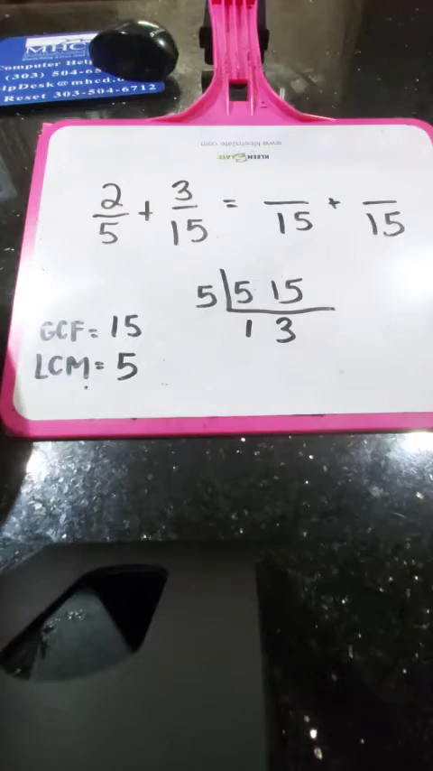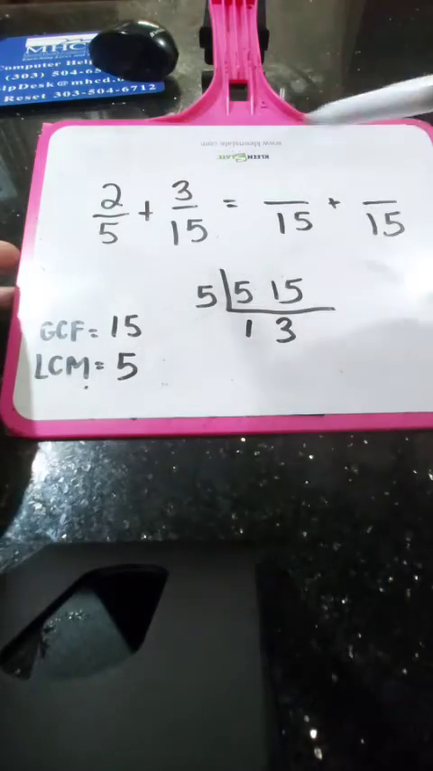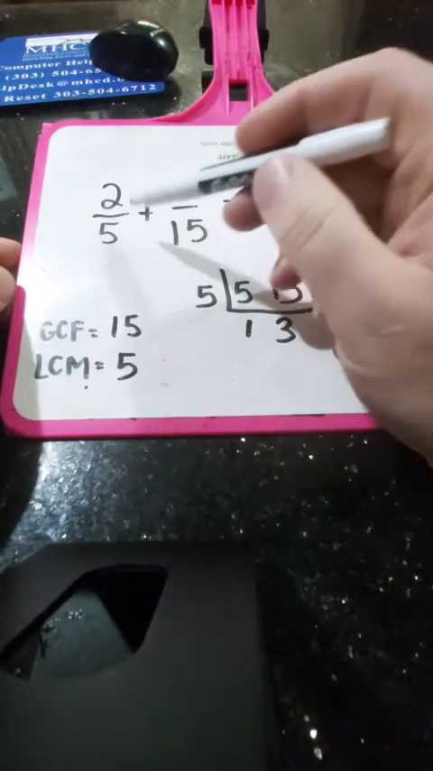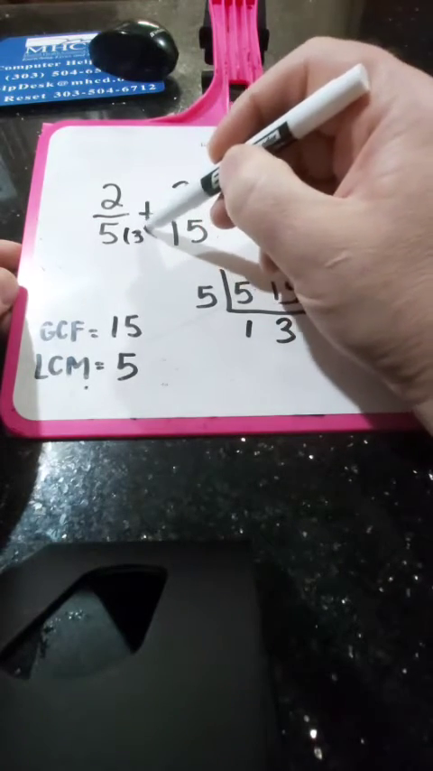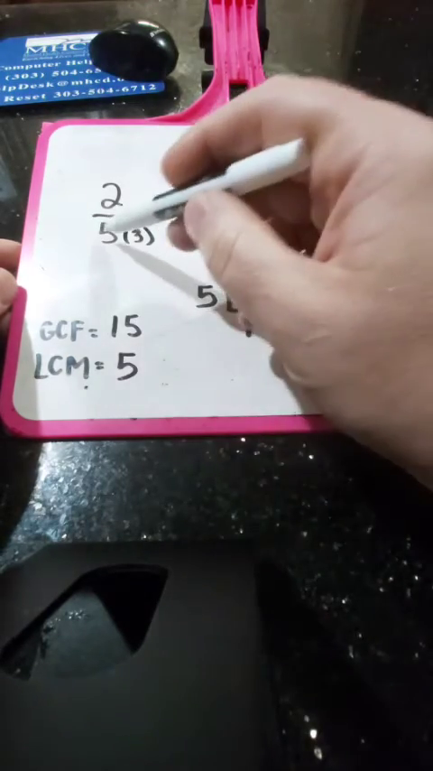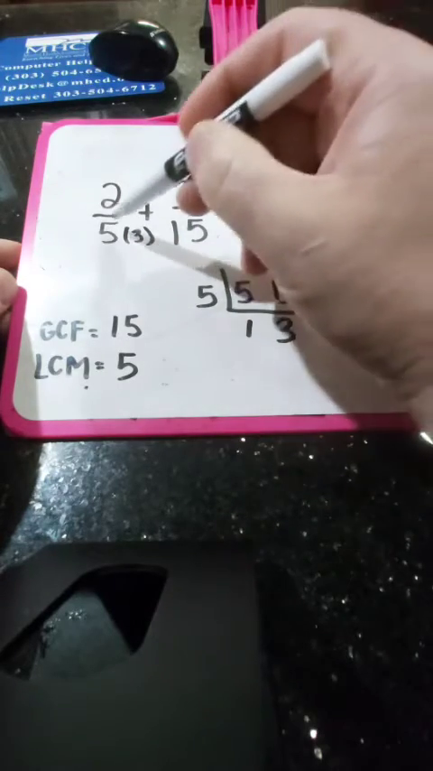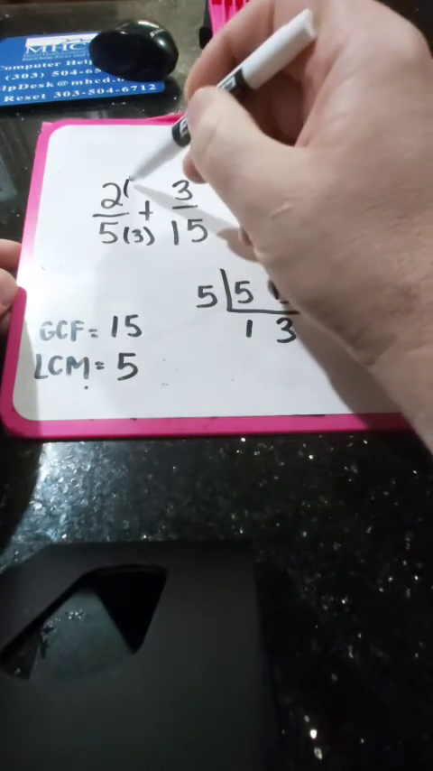Okay. And in order to get to that 15, the first thing we have to do here is figure out how many times 5 goes into 15. That answer is 3, because 5 times 3 equals 15. But since we did that to the bottom, we must also do it to the top.